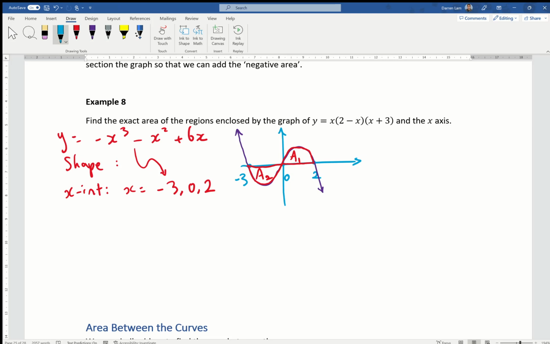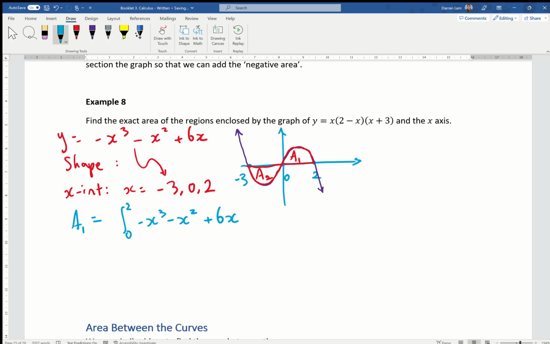Let's find Area 1. So Area 1 equals the integral from 0 to 2, because that's what my domain is. The area under the function is, and I'm just going to go straight into using the expanded form, just to make my life a little bit easier: negative x cubed minus x squared plus 6x.